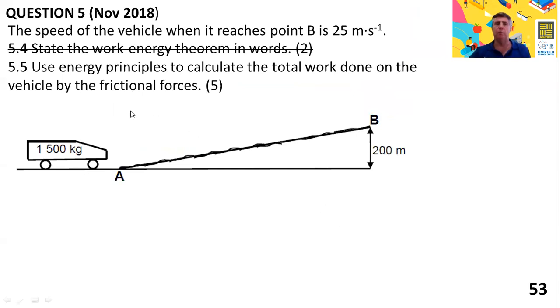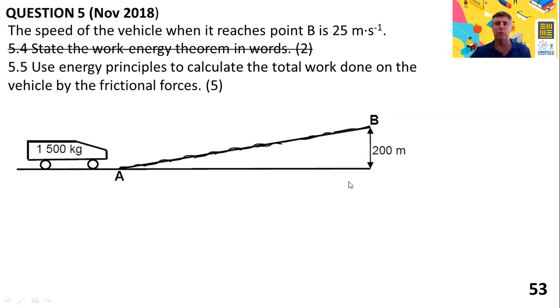Now the second part, please notice it says use energy principles to calculate the total work done. So they don't want you to use equations of motion. You're also told that the speed of the vehicle when it reaches point B is 25 meters per second.